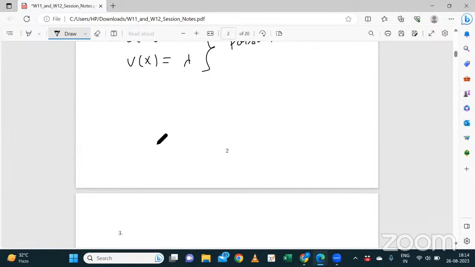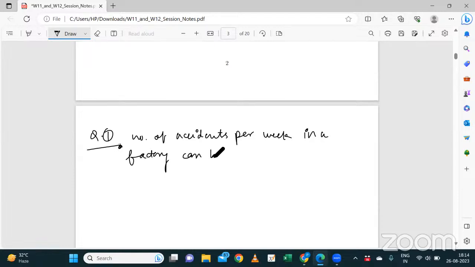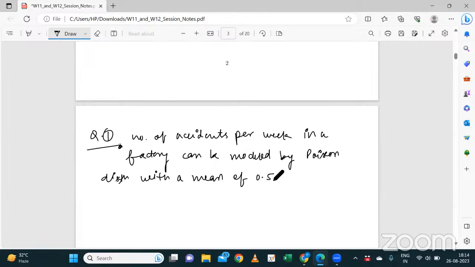Okay. So suppose I'm saying, let me write down that question. The number of accidents per week in a factory, or it can be anything, can be modeled by Poisson distribution. Okay, I think this example is covered by ma'am, right? With a mean of 0.5. So the question says, what is the probability that in a particular week there will be exactly 2 accidents?